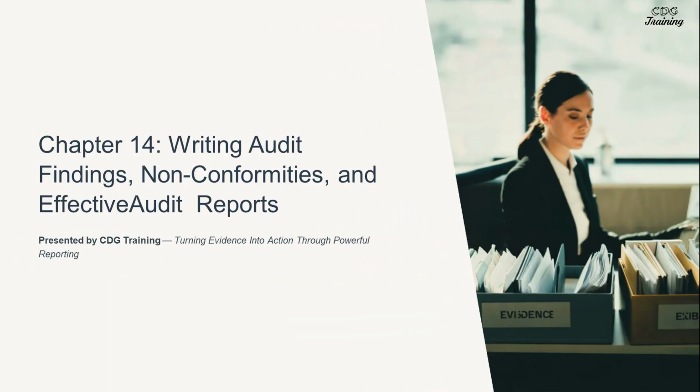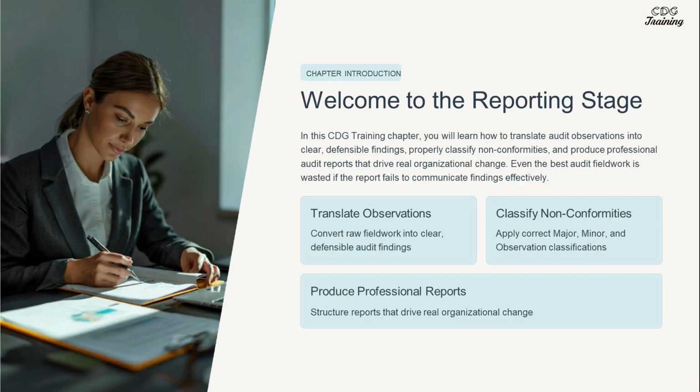Welcome to Chapter 14, where we delve into writing audit findings, addressing nonconformities, and crafting effective audit reports. Presented by CDG Training, this chapter is all about turning evidence into action through powerful reporting. In this chapter, you'll learn how to translate audit observations into clear, defensible findings, classify nonconformities, and produce professional reports that drive real organizational change. Let's explore how effective reporting can communicate findings efficiently.